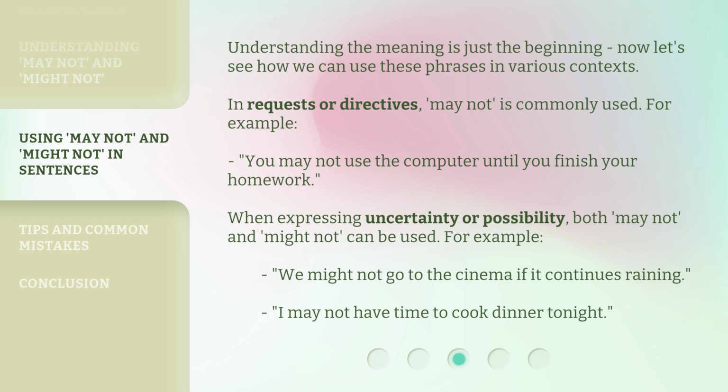When expressing uncertainty or possibility, both may not and might not can be used. For example, we might not go to the cinema if it continues raining. I may not have time to cook dinner tonight.